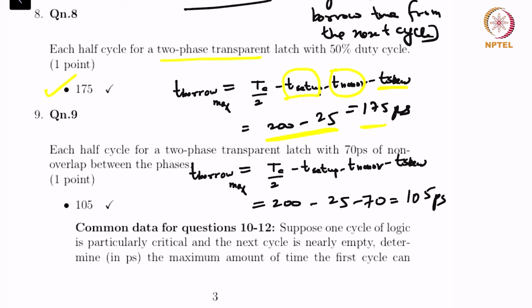The next question, there is a T non-overlap of 70 picoseconds, and hence plugging it into this formula, we obtain 105 picoseconds.